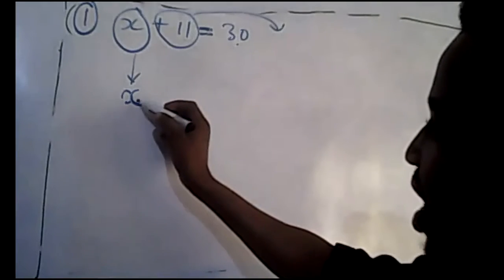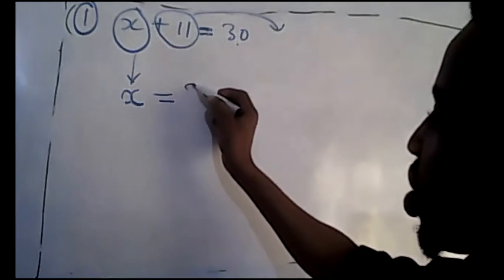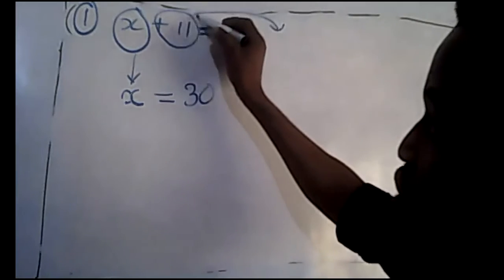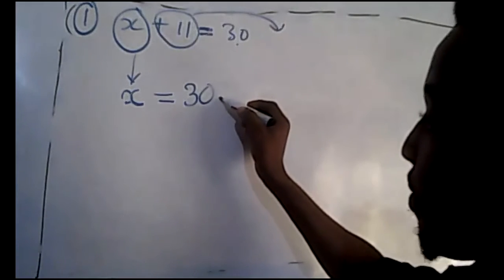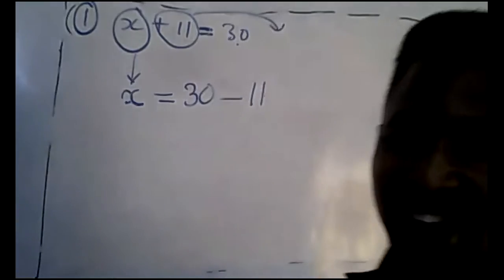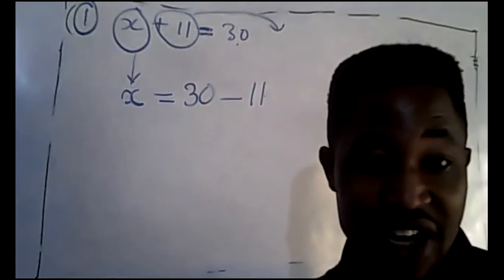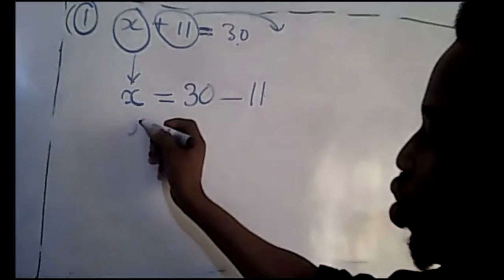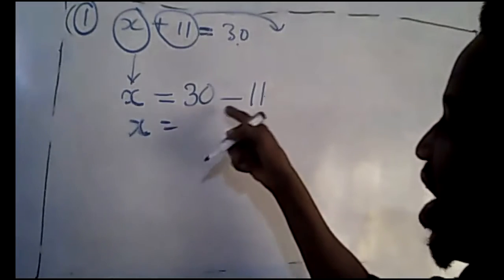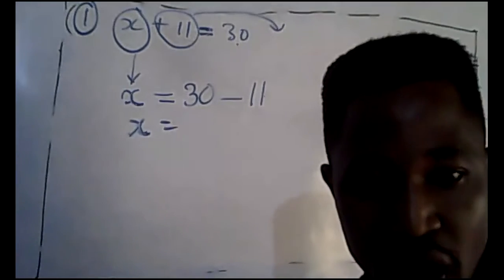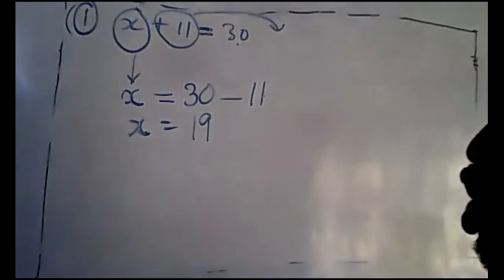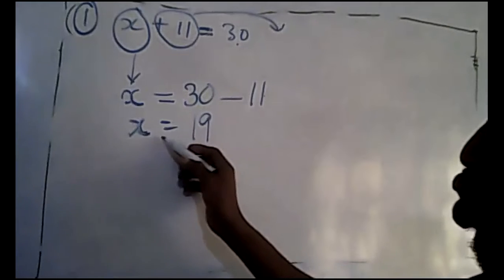Therefore, what that means is that x will now be equal to 30. My plus 11 will now become what? Because it has crossed over this equal to sign, it becomes what? Minus 11. Correct. Brilliant pupils. You got it right. Yes, that means you're following. So our x will now become, take 11 away from 30. What do you have? Yes, fast, fast, fast. 11 away from 30. What do you have? 19. Brilliant pupils.